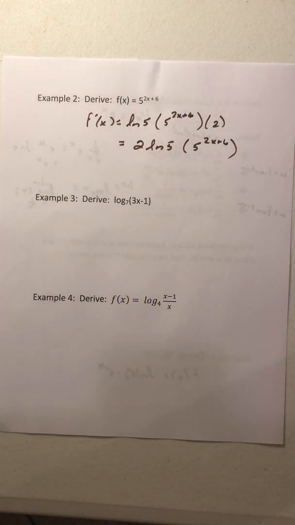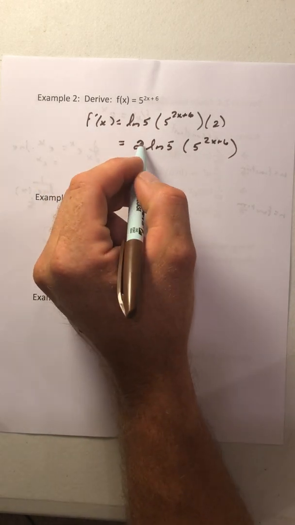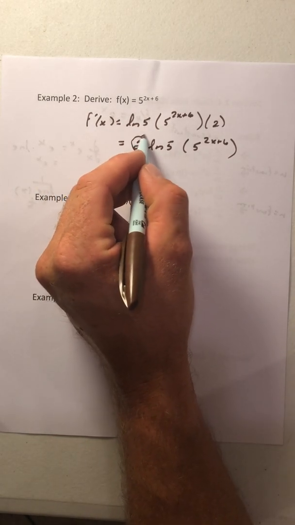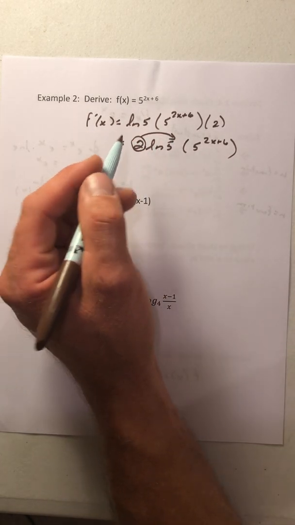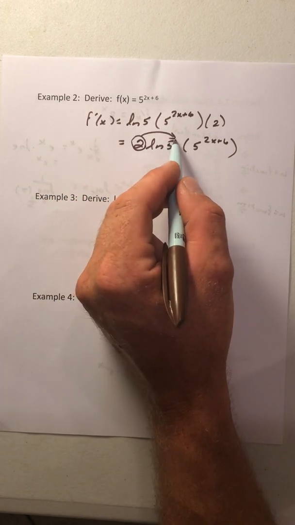Now I will caution you, this is kind of where they get a little tricky. This 2, remember your rules for natural logs and logarithmics, that 2 could be written as the base.